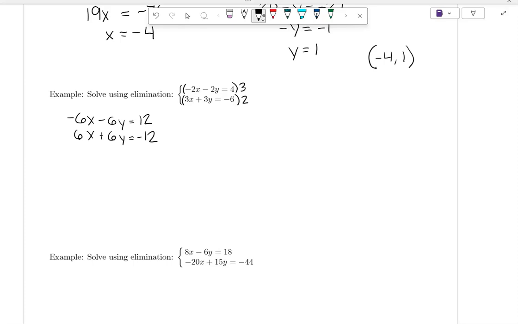All right, we'll go ahead and do this one as a class. So I think all of you pretty much got to the point where if you add these together, you're getting 0 is equal to 0 on both sides. And when 0 is equal to 0, that's true. So we know that there's infinitely many solutions.